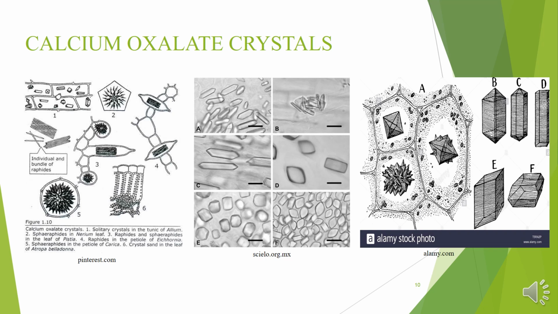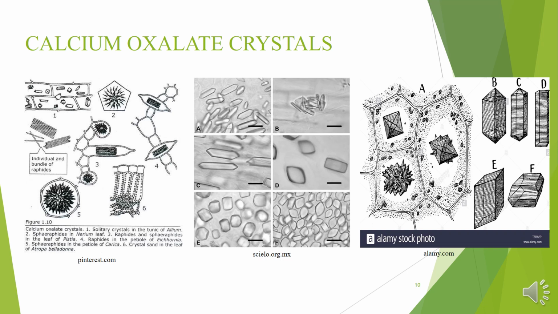Also, you may be able to find calcium oxalate crystals in your sample. And these calcium oxalate crystals come in different shapes. For example, if you look at figure 1.10, you will see the different types of calcium oxalate crystals that are observed. You can see in number 1, you see the solitary crystals.